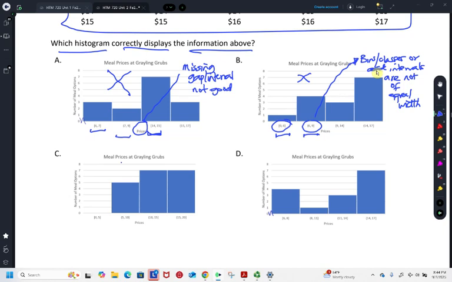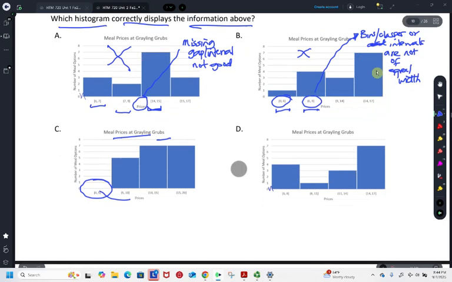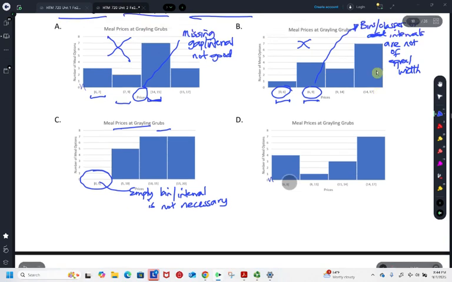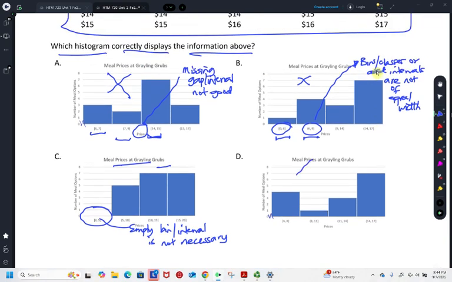Then we have meal prices at Grilling Grub. We have a space here that is unused. This is an empty class. An empty bin or interval is not necessary, so this is not good. Which leaves us with the last option, which is the good one: 6 to 8, about 8 to 10, a little over 11 to 14, and 14 to 17. This meets all the criteria that we're missing in all of the other pieces. This will be a very good histogram.